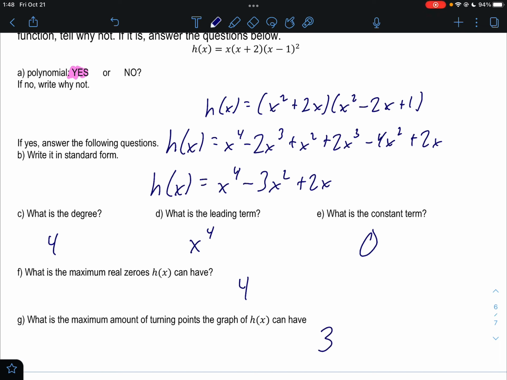Okay, that is it for our introduction to graphing polynomial functions. Next week, we'll actually start looking into graphing them.